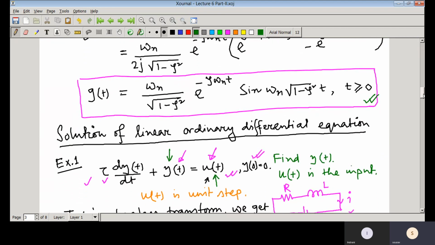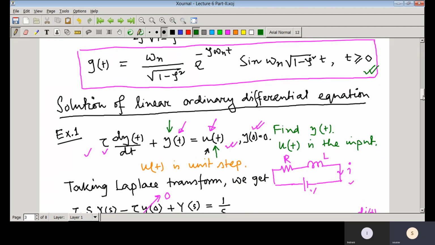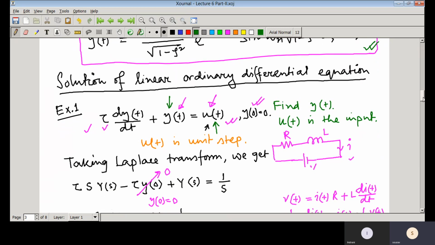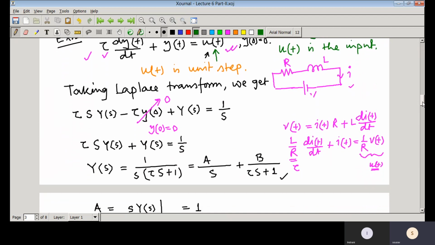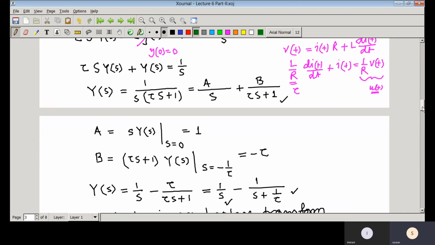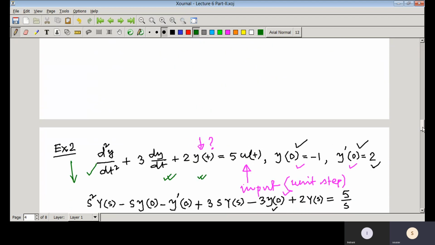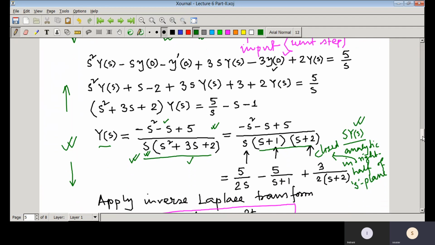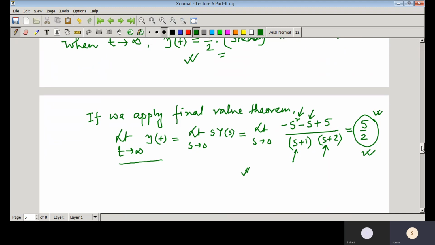The second thing we discussed is the solution of linear ordinary differential equations. We considered two cases. One is the first order differential equation, where we discussed some physical interpretation and gave the concept of time constant. Then we discussed the second order differential equation, and from here we found the steady state solution, and also obtained that steady state solution using the final value theorem. So thank you.